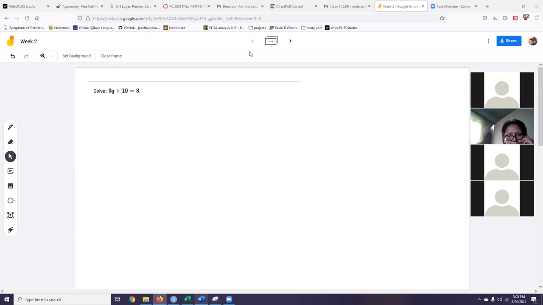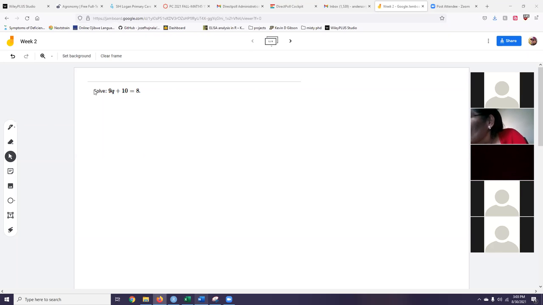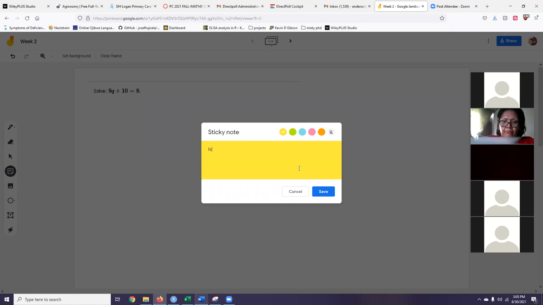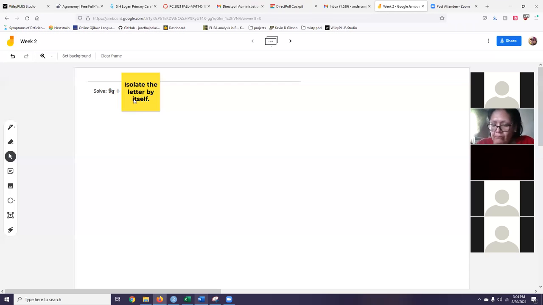So we're going to start with a simple-ish problem here. This is back to basic algebra. We need to find a number, which is Q, that when you times it by 9 and add 10, you get 8. So the general idea of what we're going to be doing is we need to isolate the letter by itself. That is the general idea of what we're doing for algebra. So you could do this by manipulating things in the equation by specific amounts.